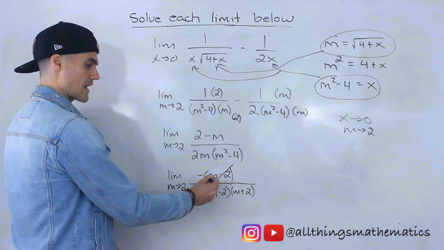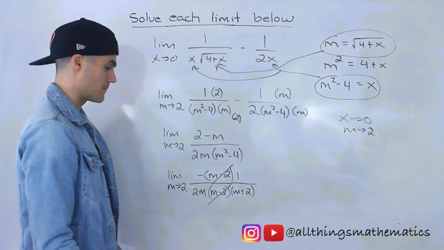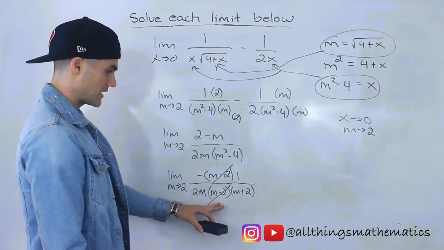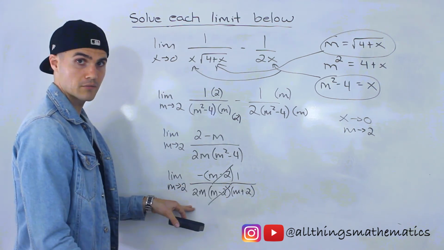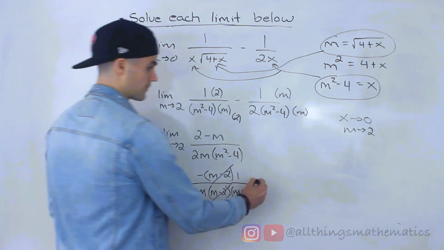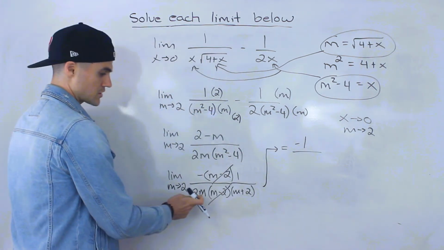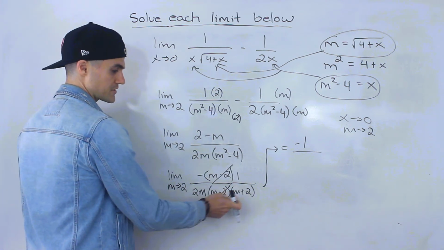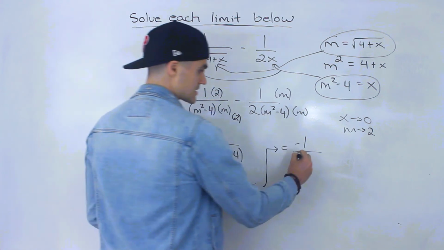And now notice that the m minus 2's will cancel out. We're left with a negative 1 up top. And because that m minus 2 went away, now we could plug in 2 for all the remaining m's, and the denominator won't be 0. In fact, we're going to have the negative 1 up top. We'll have 2 times 2, which is 4, and then this m plus 2, that would be 4 as well. So 4 times 4, 16.